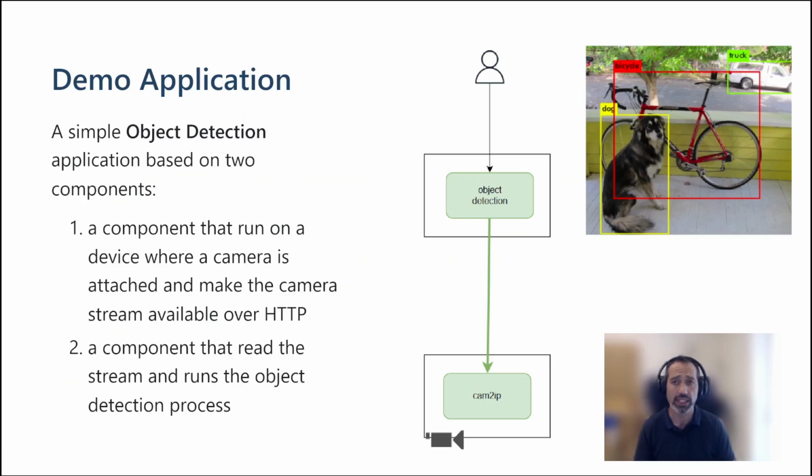For this demo, we selected a very simple application made of two components. One component needs to be deployed in an IoT device with a camera attached, and exposes the camera images over HTTP. And the second component connects to the stream from the first component and runs an object detection algorithm on the images received from the camera, and the user can see the result of the algorithm in a web browser.